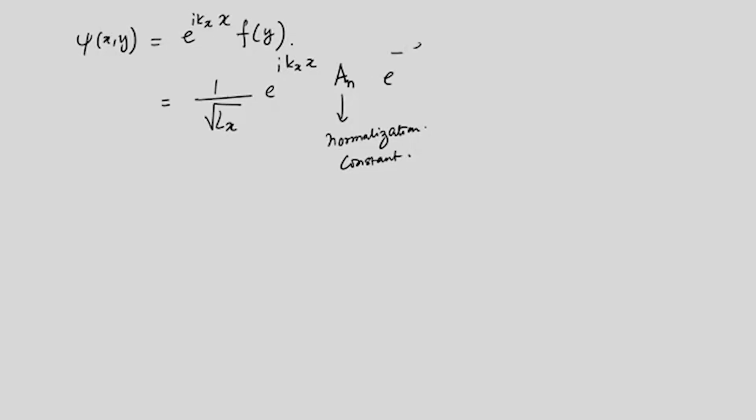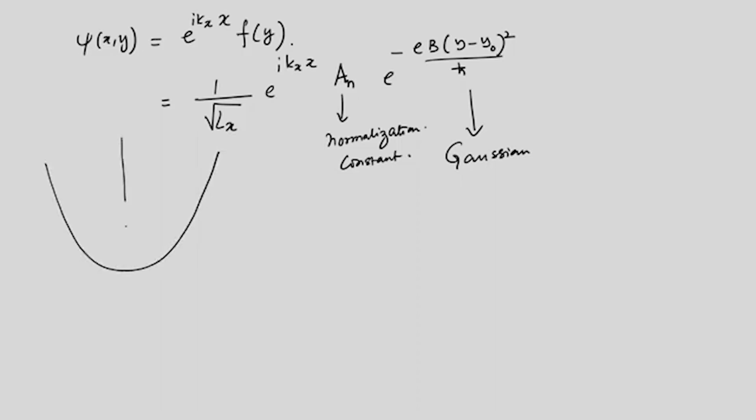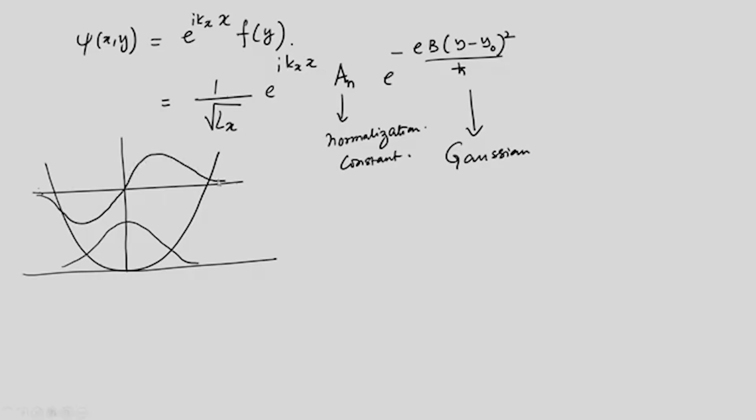So, this is equal to e to the power minus b y minus y0 whole square divided by h cross, which is the Gaussian part. Just reminding you that this is the harmonic oscillator, and you have a Gaussian like this for the ground state, and this is for the first excited state, it is like this and so on. Okay. So, this is an odd function. So, this is the ground state and this is the first excited state and so on.